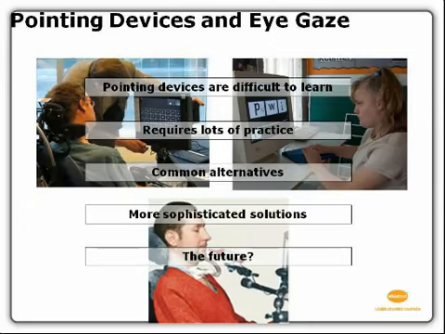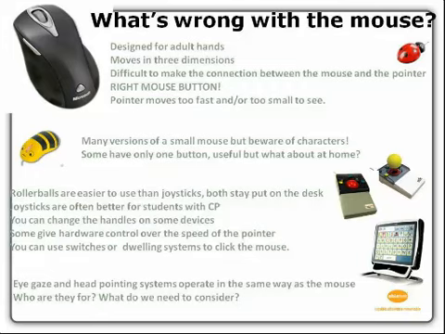The future, well, the future is probably eye gaze. I'm going to move the slide on. And we'll talk about eye gaze in a second. So what's wrong with a mouse? Well, it's designed for adult hands, and most of the people we work with aren't adults, unless, of course, you work with adults.